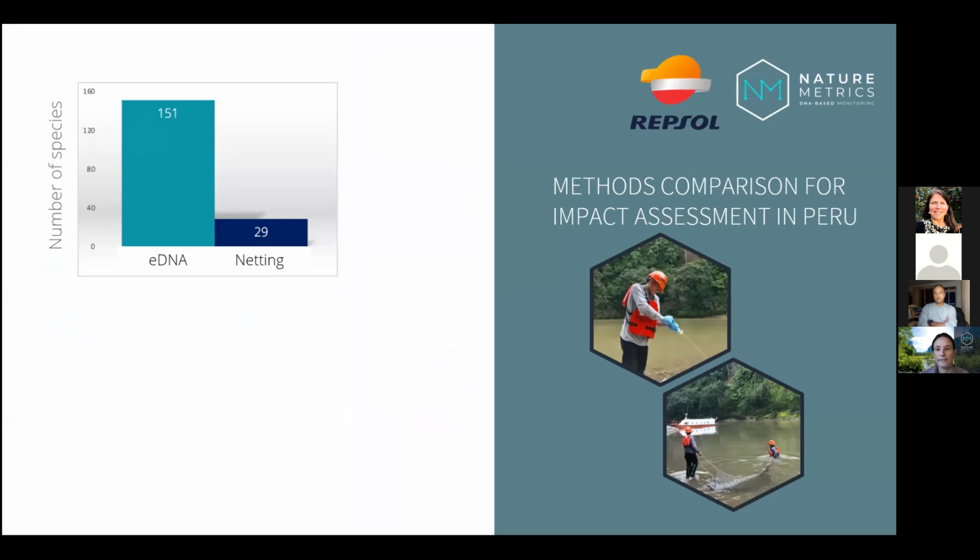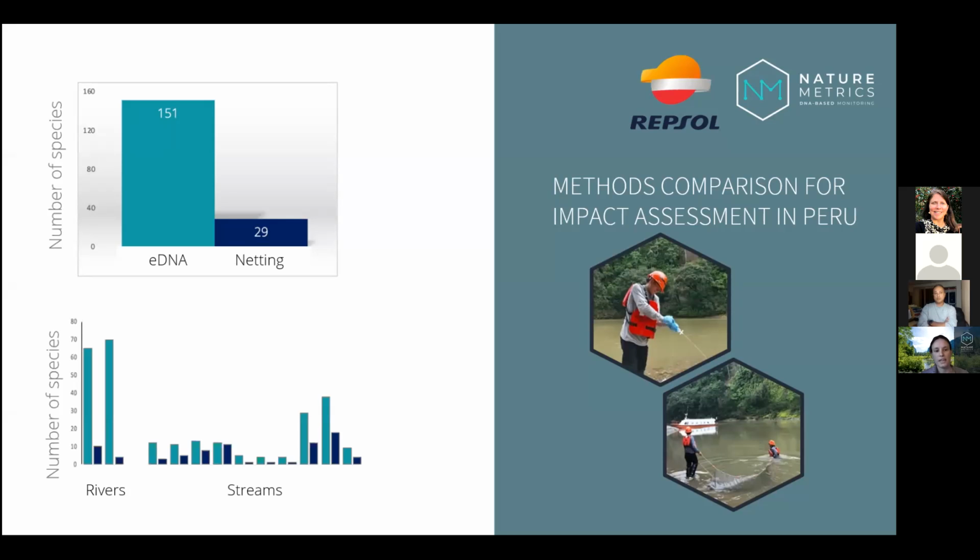We've been able to do some head-to-heads to compare the eDNA against the conventional fishing methods. So this was part of an EIA project with Repsol in the Peruvian Amazon. We took eDNA samples alongside the netting that they did for fishing. Overall, it was quite a small scale project, so only about 24 samples, I think. But we detected about 5 times as many fish species in the eDNA compared with the netting.